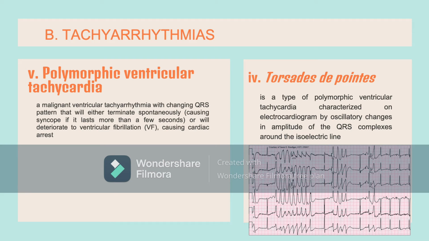The fifth tachyarrhythmia, we have polymorphic ventricular tachycardia, a malignant ventricular tachyarrhythmia with changing QRS pattern that will either terminate spontaneously or will deteriorate to ventricular fibrillation causing cardiac arrest. And then we also have Torsades de Pointes, a type of polymorphic ventricular tachycardia characterized on electrocardiogram by oscillatory changes in amplitude of the QRS complexes around the isoelectric line. This is a picture of Torsades de Pointes.